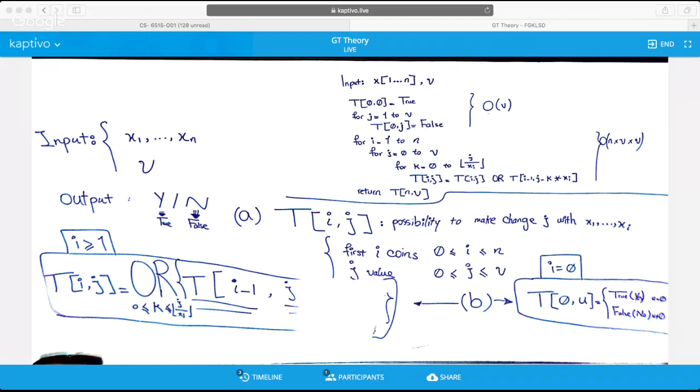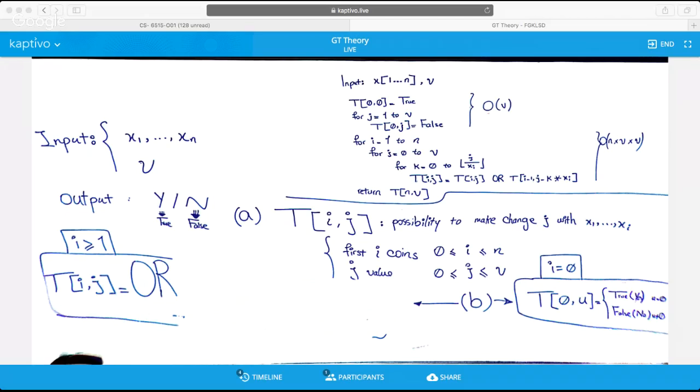So we're going to have a new update that is much faster. One case is when we are not going to use the ith coin at all. And in the other case, we are going to use the ith coin at least once, and we can still continue using it. So the remaining value to be made is j minus x_i. So if either of these two cases can work out and be true, we can make the change of j with i coins.